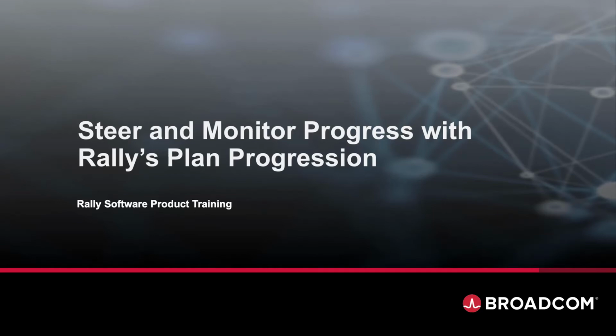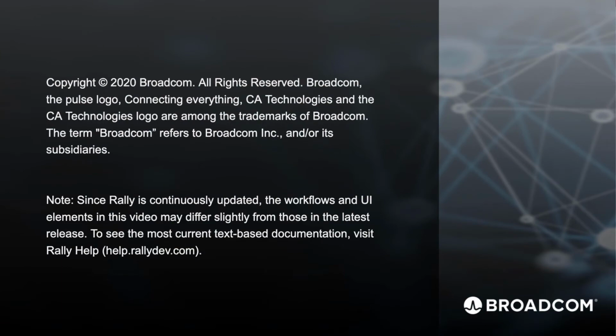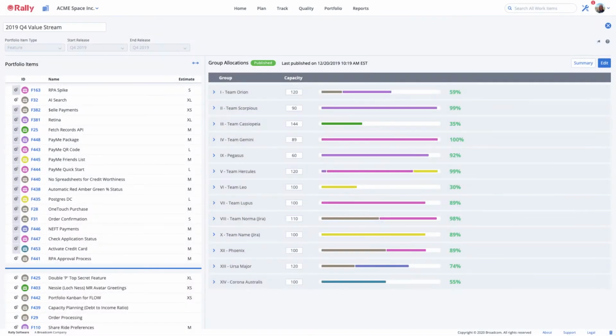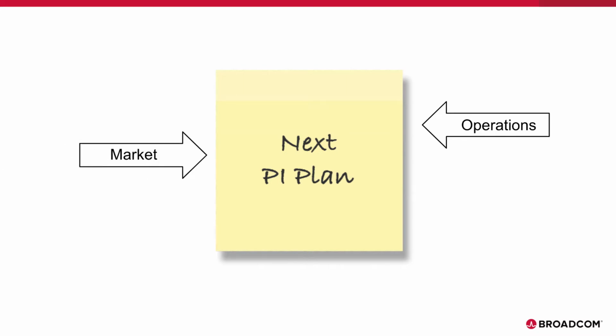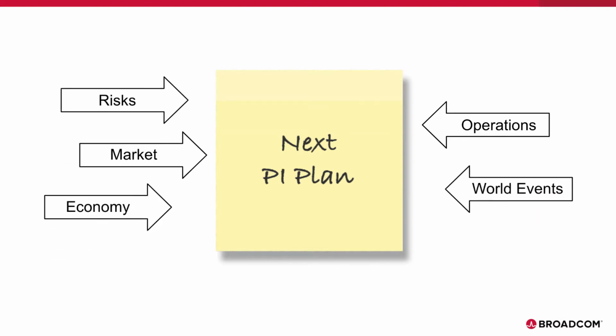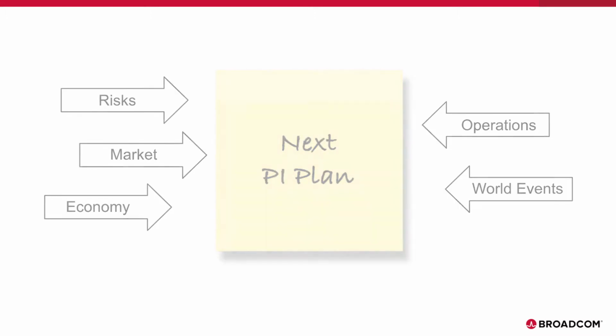Steer and monitor progress with Rally's plan progression. Once you've created and committed to a capacity plan, the next step is to track its execution. It takes both skill and experience to account for the unknowable circumstances that can impact a plan in any direction. As a manager of outcomes, you need a source of truth about how a plan is progressing.